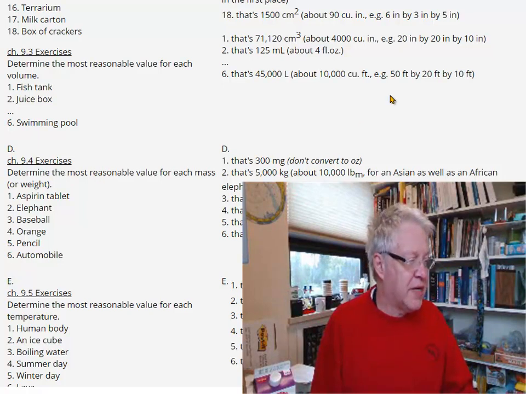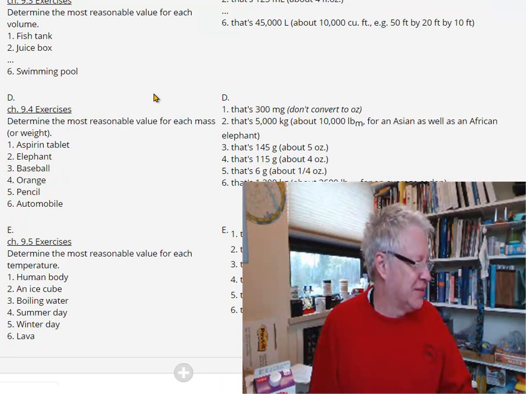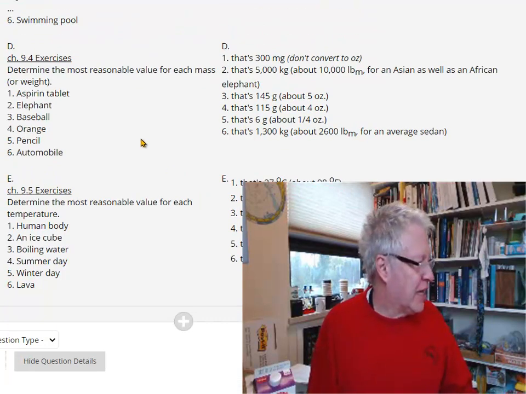so that would be 50 by 20 by 10. I guess that makes sense for a good-sized swimming pool in the backyard, right? So 45,000 liters, yeah. Try to heat that. That's why we don't have swimming pools in Alaska, because that is a lot of water, a lot of heating that water. Even in the summer, I guess.